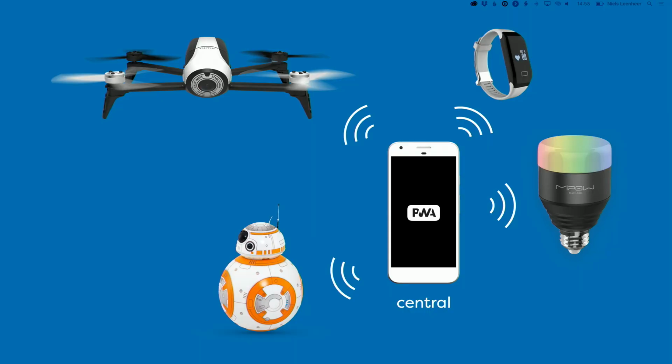So peripherals can't exchange messages. The drone can't talk to your light bulb if it wanted to. I'm not sure why, but yeah. It could relay messages using the central device, but you have to program that yourself.